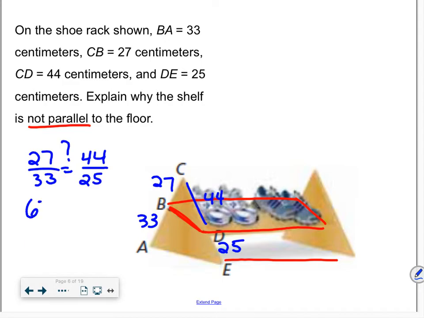Well, when I cross multiply, I get 675 is equal to 1452, which is not true. So the sides are not proportional, so the shelf is not parallel. So that's using the converse.